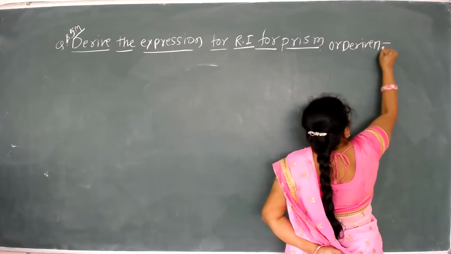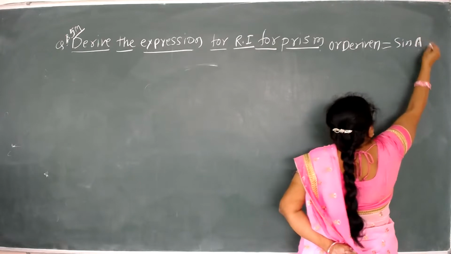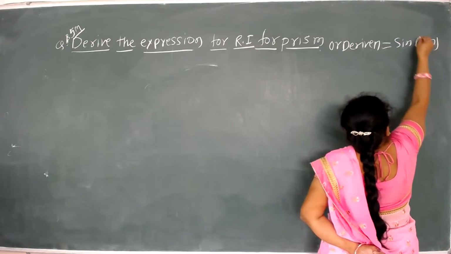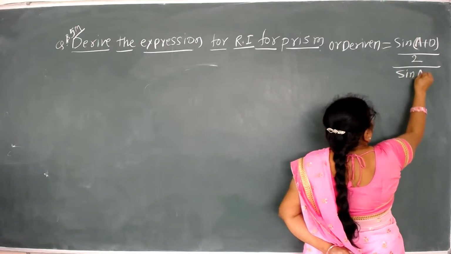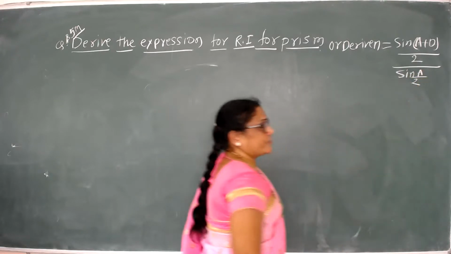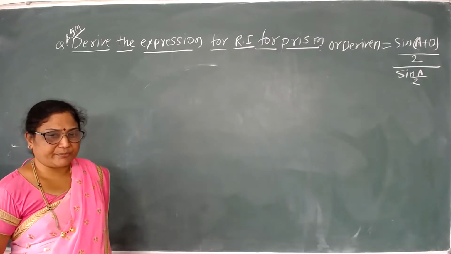n is equal to sin of (A plus D) divided by 2, all divided by sin A by 2. So this question is there: derive the expression for the refractive index for the prism.